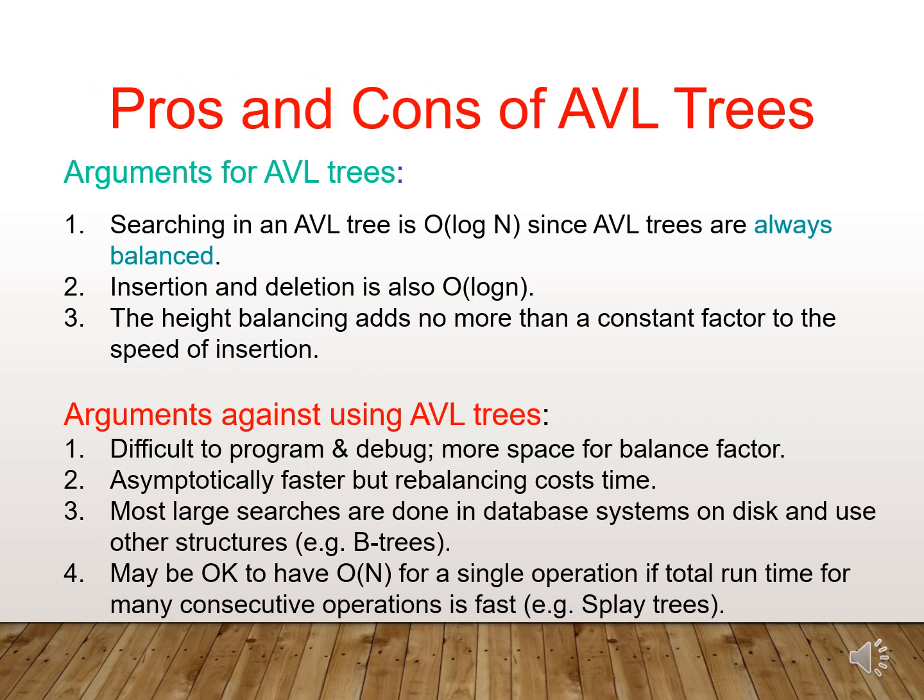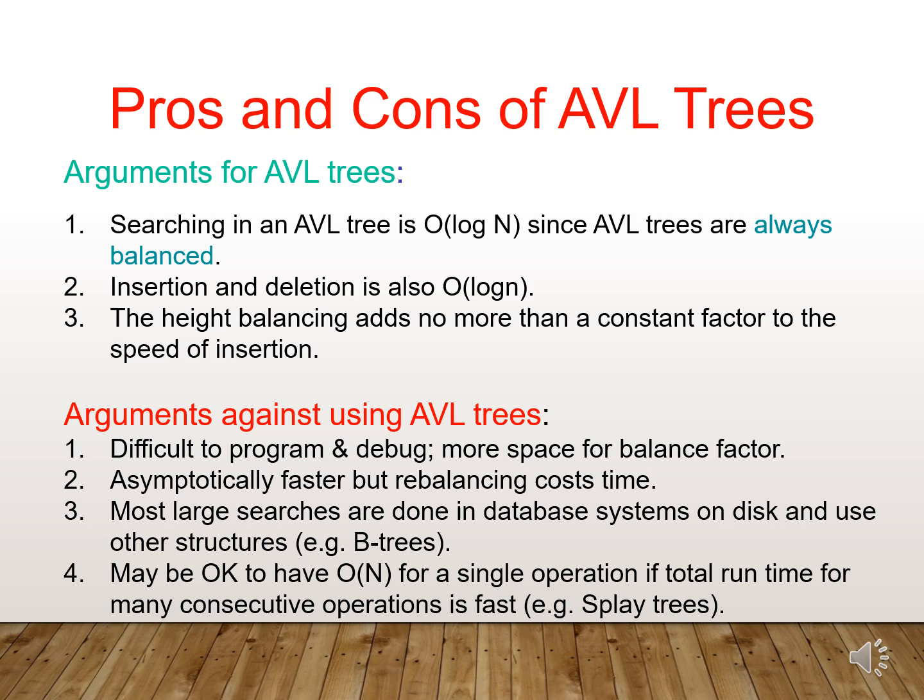Now in the end, we would like to discuss the pros and cons of AVL trees. Arguments for AVL trees. Searching in an AVL tree is order of log n since AVL trees are always balanced. Insertion and deletion is also order of log n. The height balancing adds no more than a constant factor to the speed of insertion.